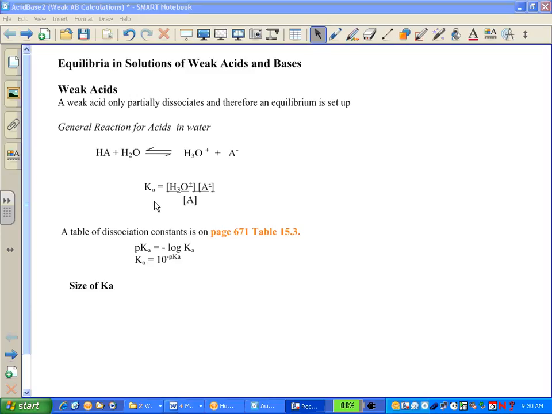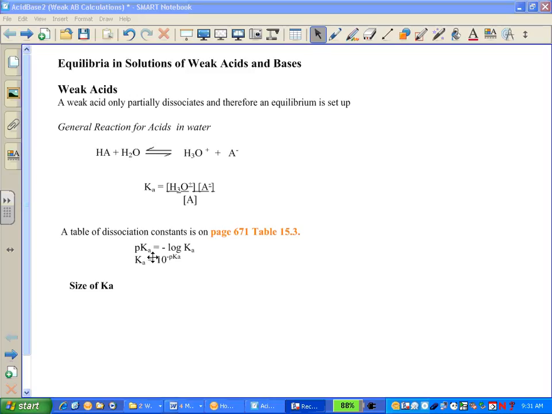Now these constants have been determined, and there is a table of dissociation constants in your textbook, table 15.3 on page 671. We'll look at that in a moment. One other thing to note though is that we can also take the pKa. Before we look at the table, we'll just discuss that briefly.